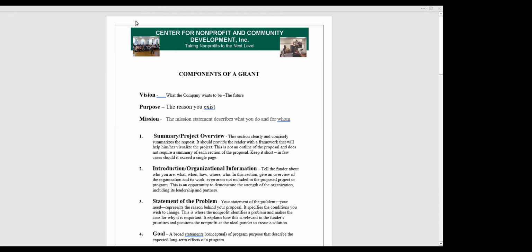Whenever you are going to put together a nonprofit for the purpose of getting funding, there are primarily three concepts that you have to have in order before you write the grant. The first is the vision. The second is the purpose. And the last is the mission. Now, the purpose is the reason why you exist.